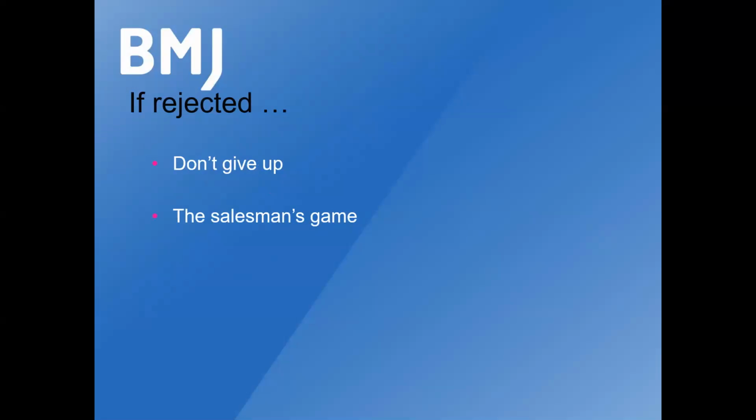I think these are the last couple of slides, but if rejected, perhaps one of the most important messages is: don't give up. This is a story about the 1950s, I think, in the US, when they analyzed salesmen and found out what makes a successful door-to-door salesman. They looked at lots of different criteria, and the only one they found for a successful salesman is that a successful salesman doesn't give up. You should think the same about your papers.